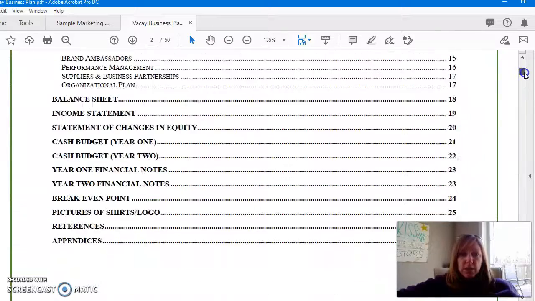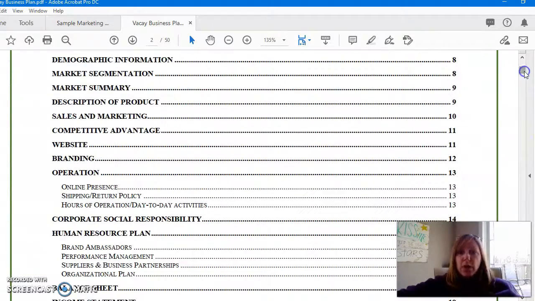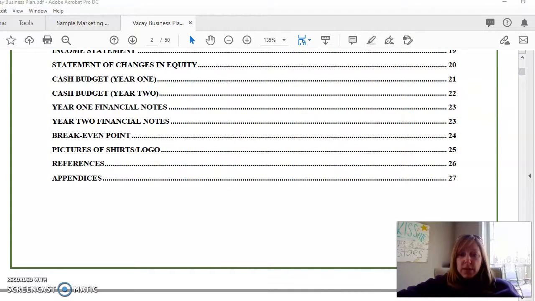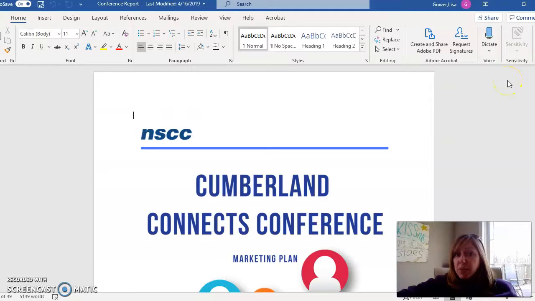If you go back to the table of contents, they have more in theirs than I required because they did a lot more regarding their finances, but you should have these basic components for sure and some brief financial information. One more to show you, and that was event marketing instead of product marketing. This was the project from last year.